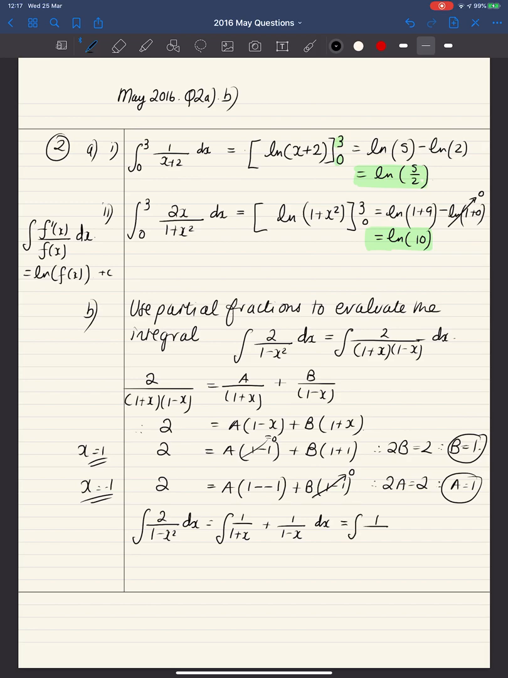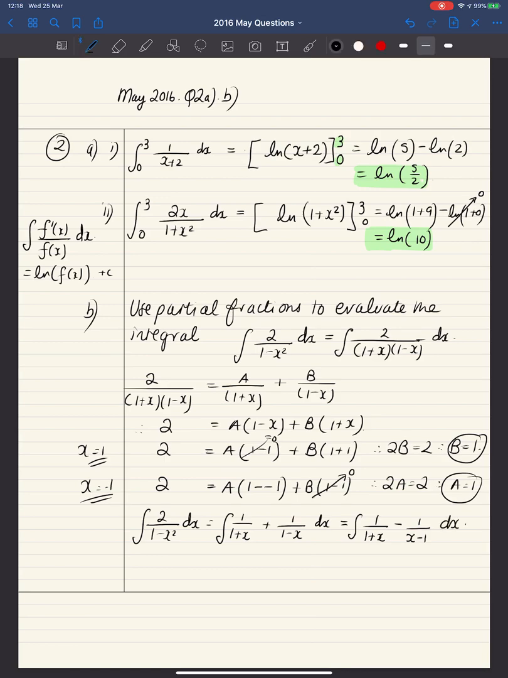You can say this is the integral of 1 over 1 plus x. I'm going to multiply top and bottom of this next one by minus 1, minus 1 over x minus 1. Explain what I've done there. 1 times minus 1 is minus 1. 1 minus x times minus 1 is x minus 1. Because I've done the same to the top and the bottom, it's an equivalent fraction to this.